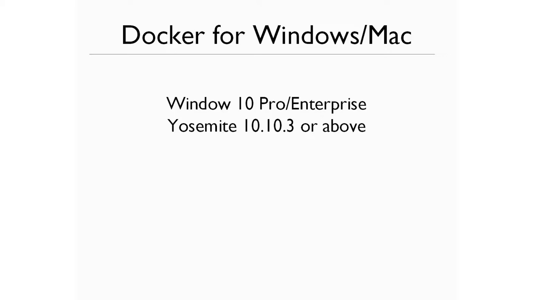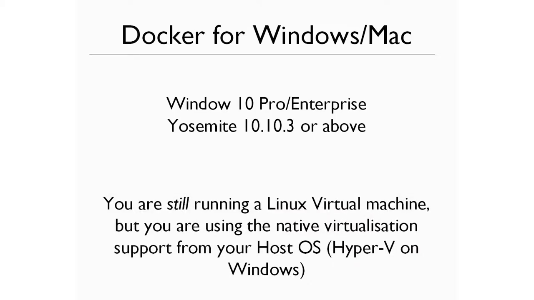And the big difference here is that it's still running a Linux virtual machine. I think some people think that Docker for Windows or Mac is some kind of native support for Docker. Actually, it isn't. It is still running a virtual machine. It's just that it's using the native virtualization support from your host operating system, so it doesn't need to run Oracle VirtualBox. That is the fundamental difference.